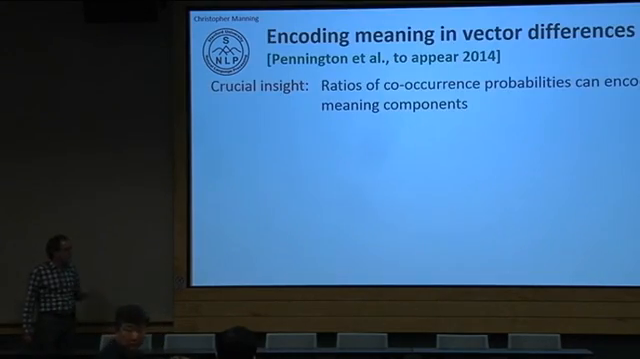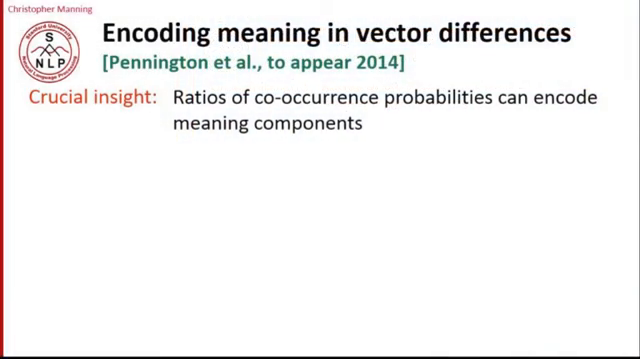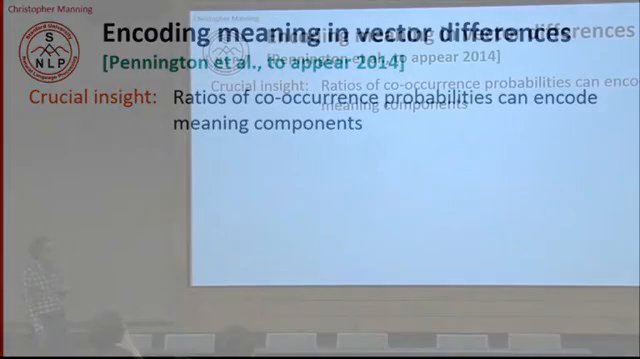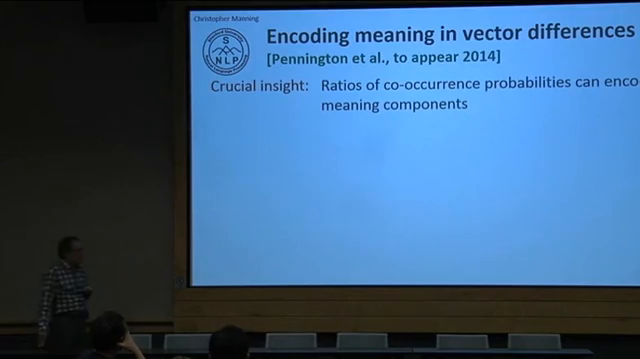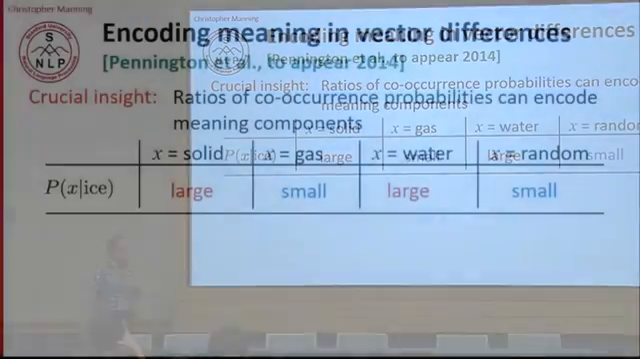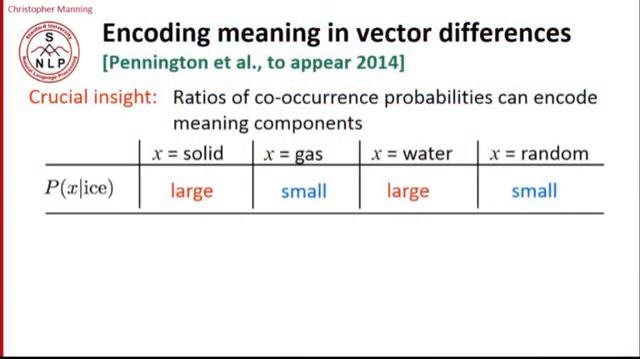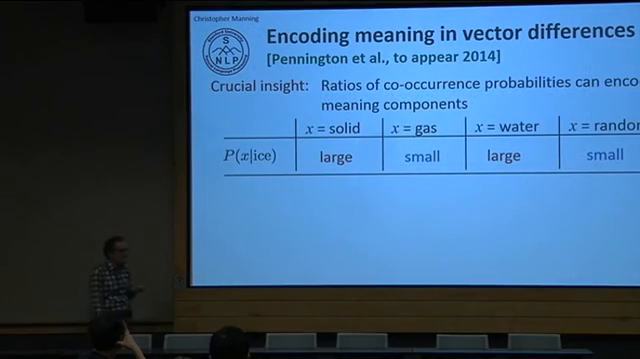There are many methods that have been used to do this, but I just want to spend a couple of minutes telling you about a new way that we've developed in our lab, primarily by one of my postdocs, Jeffrey Pennington. And the idea of this method is to develop a new method that uses global statistics over a large corpus of text to induce word representations.